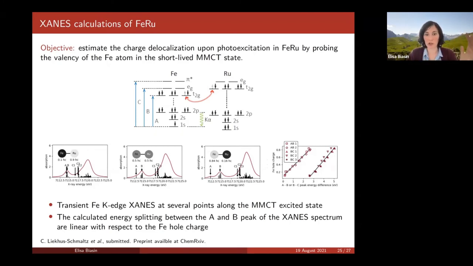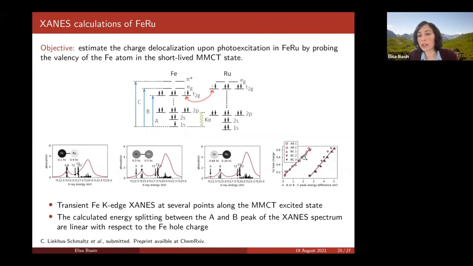For instance, starting from the left here, immediately after the photoexcitation, the electron is still mostly localized on the ruthenium. So we have 10% hole charge at the iron, and you can see that the spectrum has basically only the B peak. Then, when the electron is halfway in between the iron and the ruthenium, so we have 50% hole charge at the iron, the A peak starts appearing because we start creating a hole in the T2g orbital. And when the electron has completely moved to the ruthenium, the A peak is mostly separated from the B peak. I'm showing you three examples, but we calculated different structures along the MMCT.